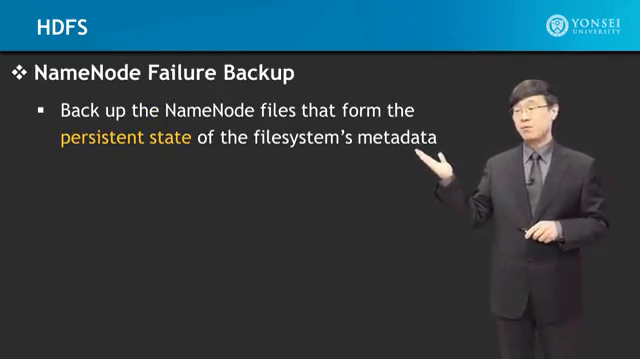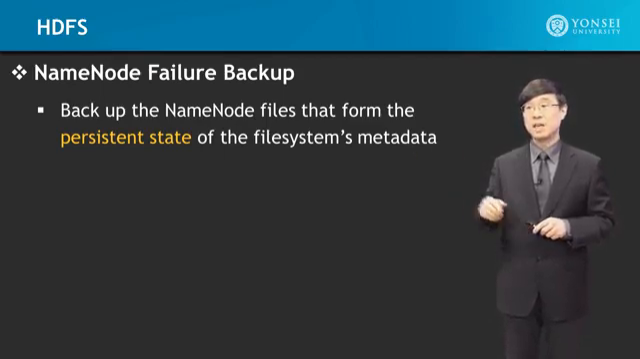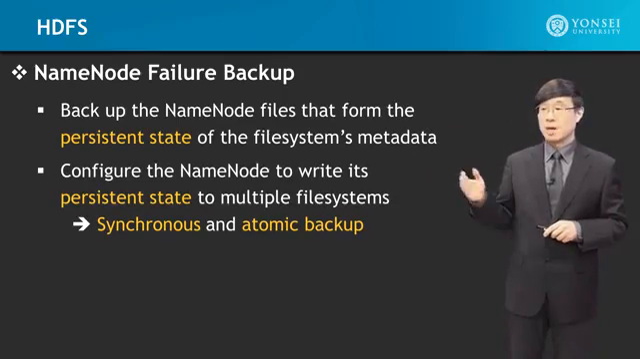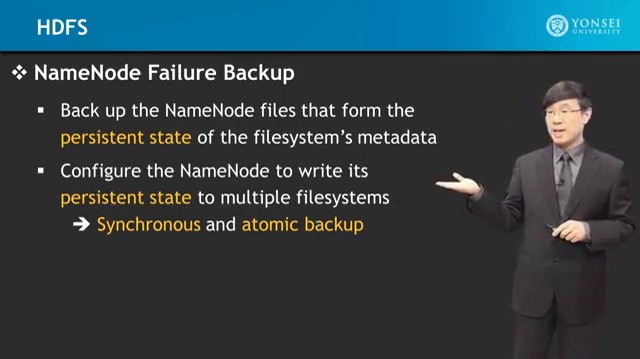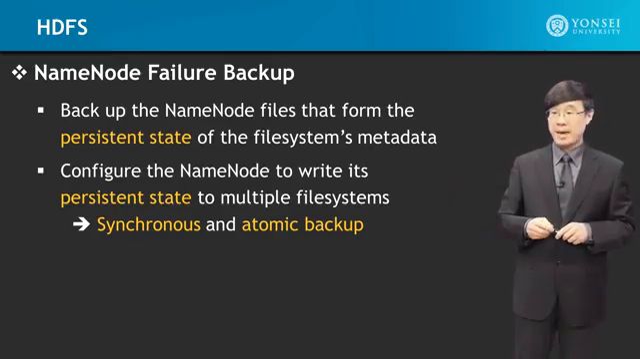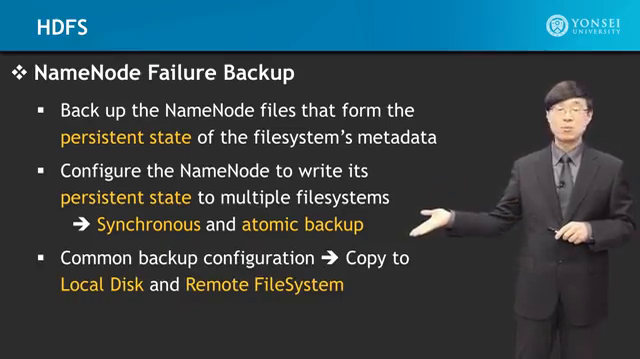Backup of the name node files that form the persistent state of the file system's metadata is conducted in the failure backup name node system mechanism. Configure the name node to write its persistent state to multiple file systems, with synchronous and atomic backup, and then the common backup configuration is copied to a local disk and a remote file system.